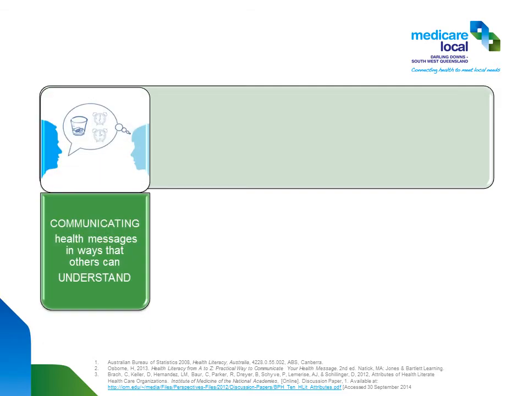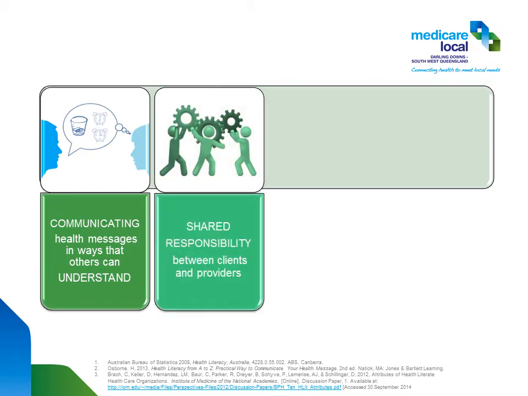There are various different definitions and interpretations about health literacy, but here is a summary of a few key points. Firstly, communicating health messages in ways that others can understand. There are three central components: the communication skills of the person expressing the message, the learning needs of each person receiving the message, and the complexity of the message itself. So it's really a shared responsibility between patients and providers, and both must communicate in ways that others can understand.